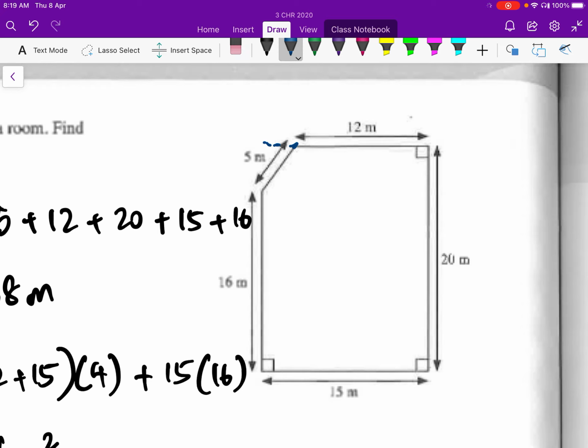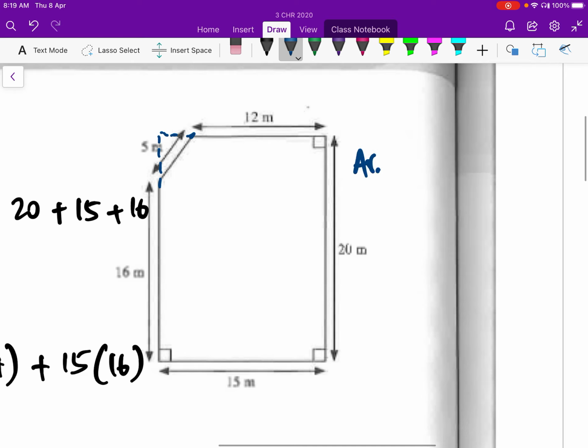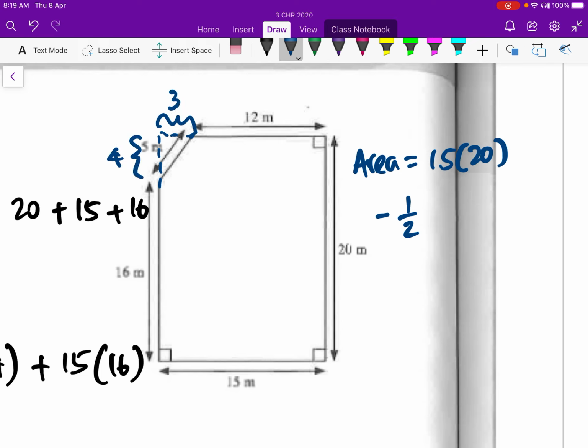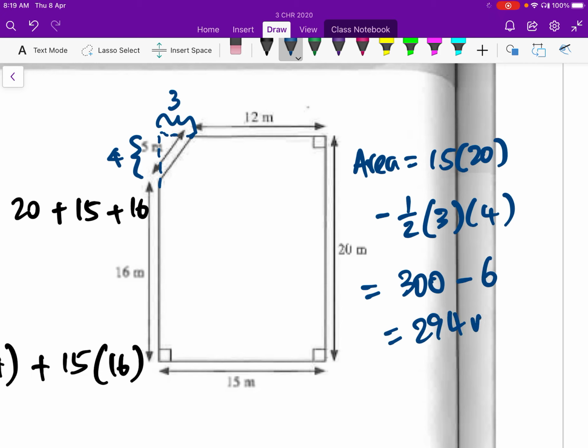This is the rectangle. So area will be 15 times 20, then minus half times the base. This is 3, this is 4. 3 and 4. So this is 300 minus 6, 294 square meters. Same answer. Okay, we are just taking away this triangle.